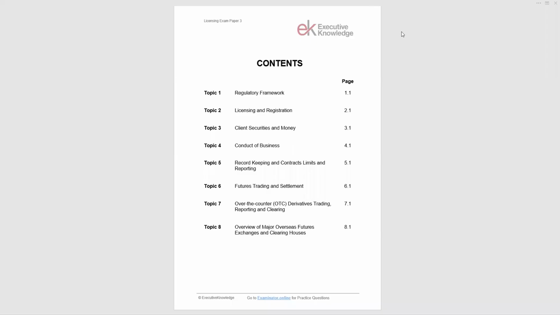Welcome to this introductory lecture on paper 3 covering the regulation of derivatives. This paper consists of 40 multiple choice questions which you have to complete within 1 hour. Now you need 70% to pass, which means you need to get 28 questions correct, or the other way of looking at it, you can get 12 out of the 40 wrong.